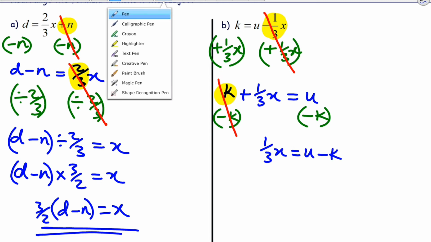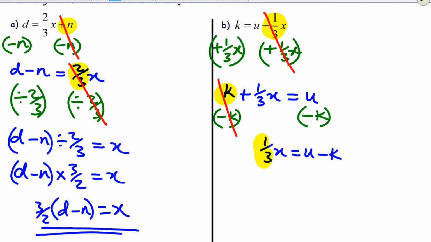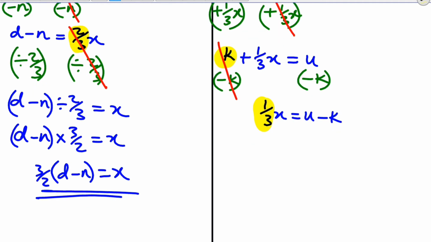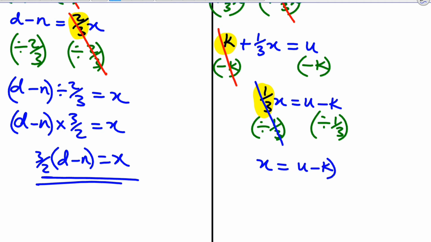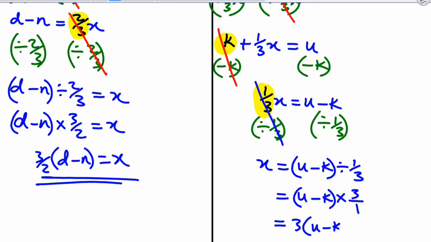And then by inspection, again, you can see that x is multiplied by a third. The opposite of multiplying by a third is dividing by a third. So we divide by a third on each side. So a third divided by a third will be equal to 1. So x will be equal to u minus k divided by a third, which is the same as 3 times u minus k. And that will be your final solution.